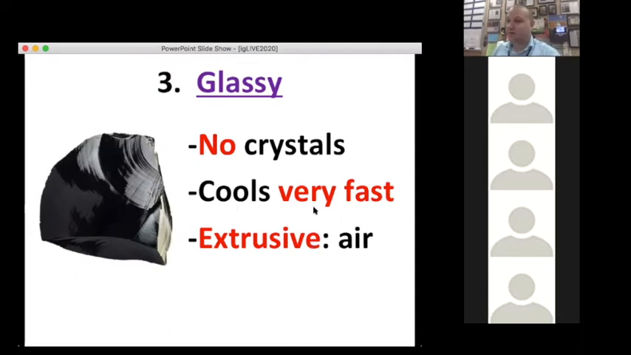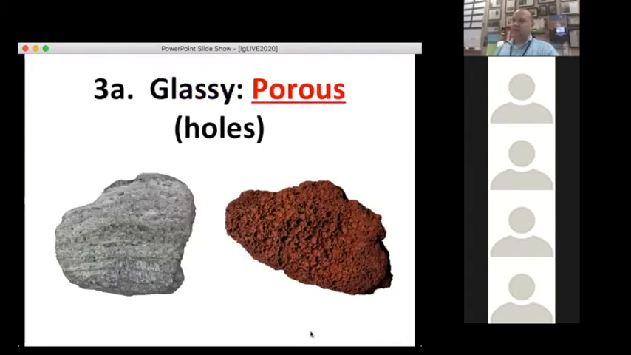They cool very fast. The lava goes into the air, liquid, and before it hits the ground, in less than a second, it turns solid. They cool that fast. They are also extrusive, outside the earth, the surface, but they cool in the air. Now, there are a couple that are not shiny.